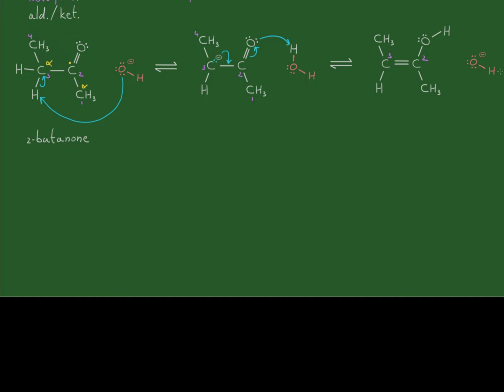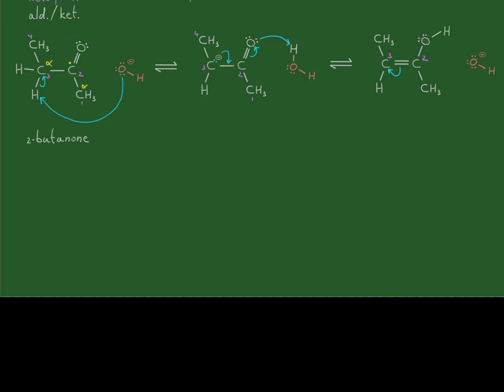So how do we go back? How do we go from our enol form back to a keto form? Well, we need to recover the carbanion again. So how do we do that? Well, the pi electrons between carbon 2 and 3 will end up back on carbon 3.